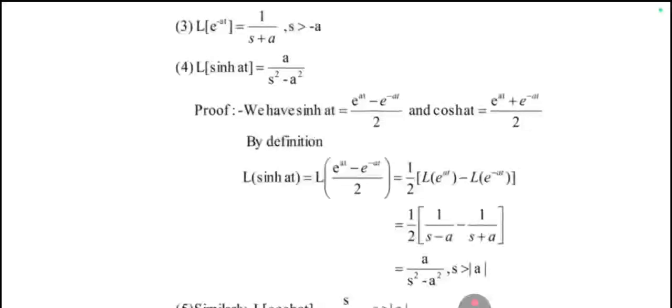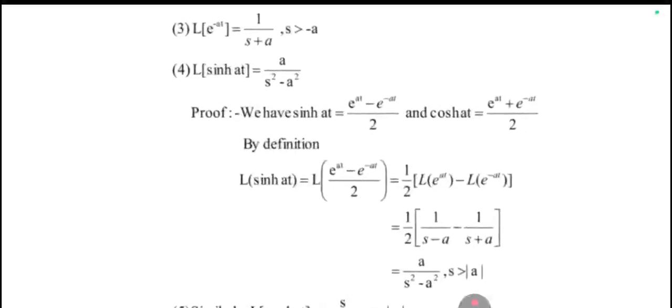By applying the algebraic property of Laplace transform, we can write 1 by 2 into L of e power at minus L of e power minus at. Now this 1 by 2 is a constant. We can take the Laplace transform for L of e power at, then L of e power minus at.